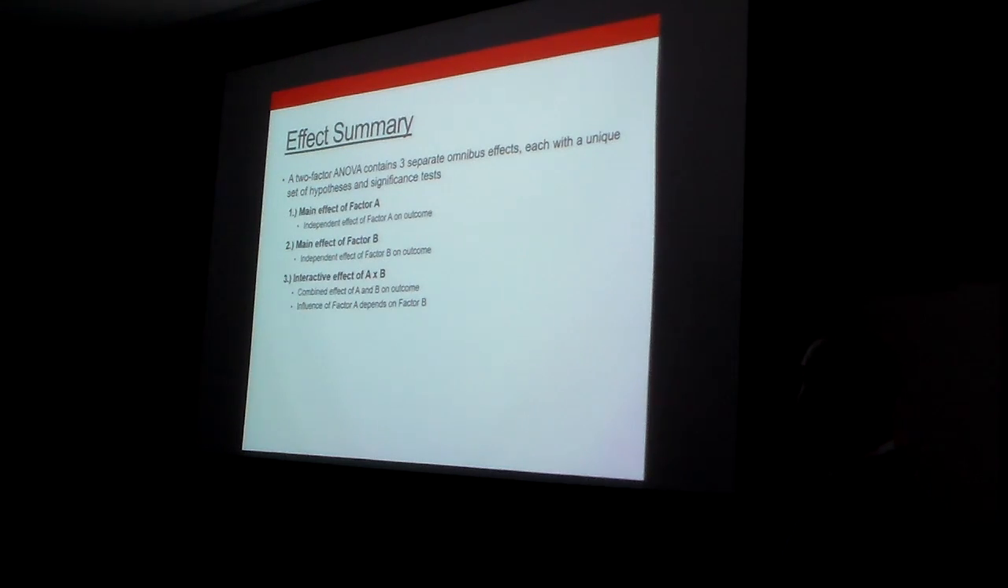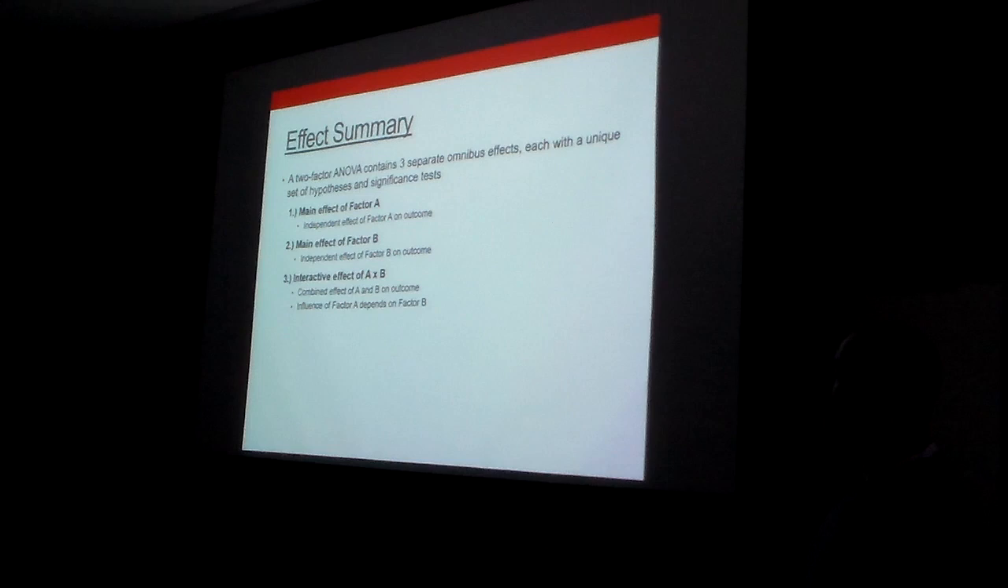Cool. All right. So, for a two-factor ANOVA, we've got factor 1, factor 2, and 3 separate omnibus effects, and each one of these has its own unique, specific set of hypotheses. We've got a main effect of factor A, an independent effect of factor A on outcome. So ignoring factor B, we see differences across levels of factor A. We also have a main effect of factor B, an independent effect of factor B on our outcome, controlling for what's going on with A. So ignoring A, we see differences across levels of factor B.